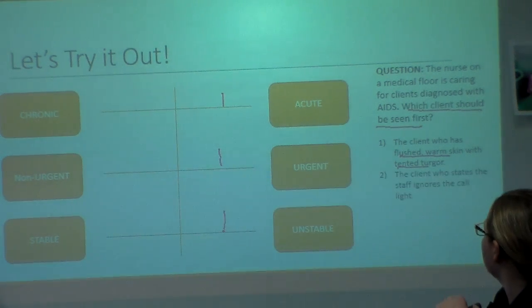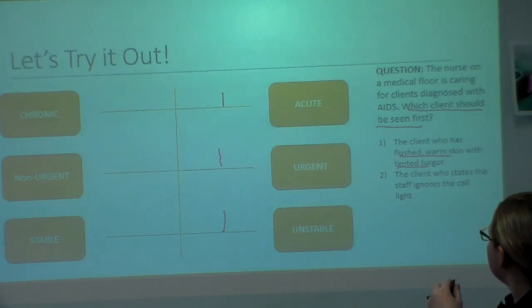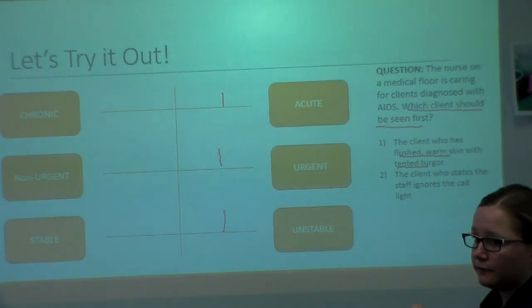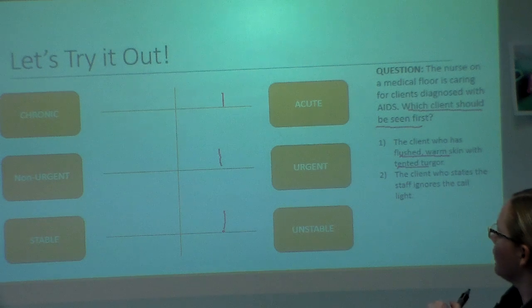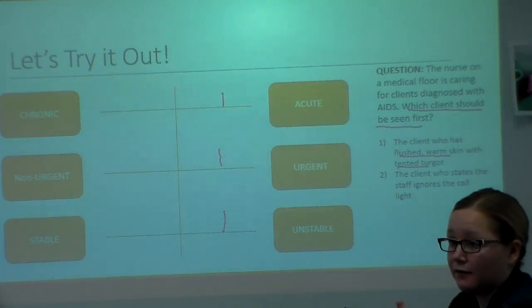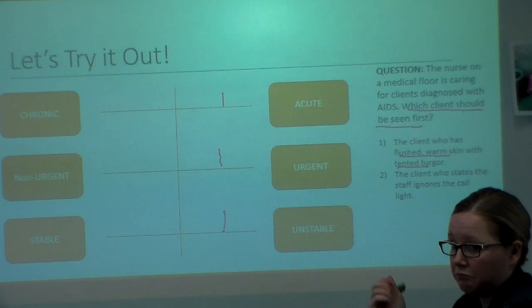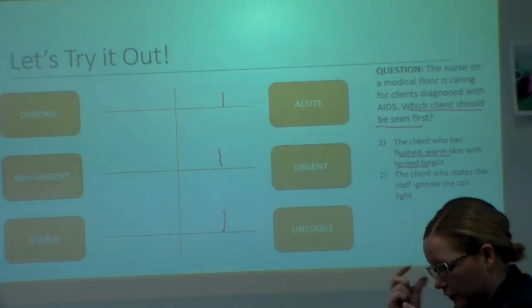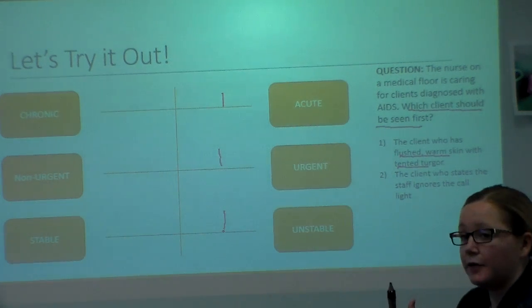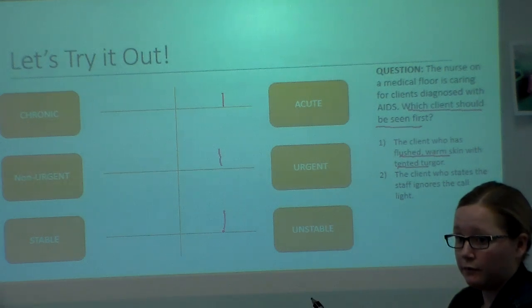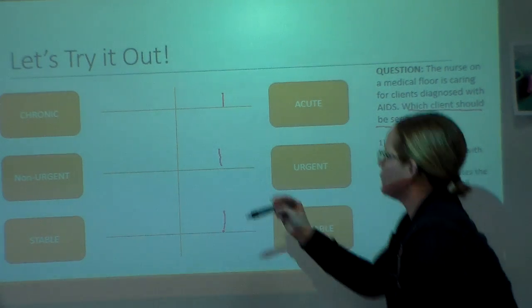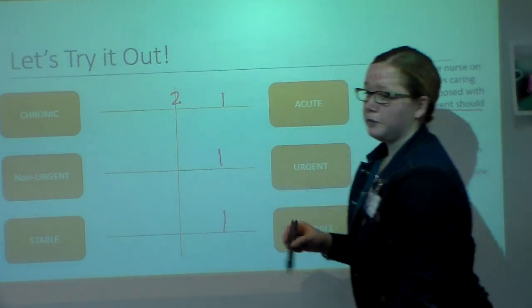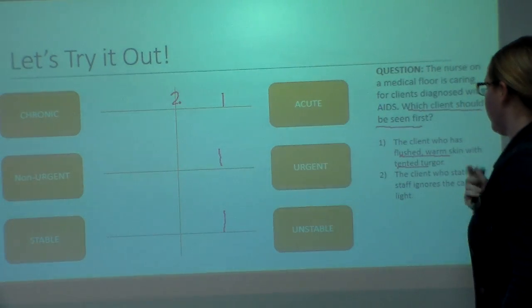So let's see what the next one is. The client who states the staff ignores the call light. Is that a chronic or acute thing? We don't really know because it doesn't give us any more information than that they're ignoring the call light. So to me, when I read something like that, I am going to say, I don't know, maybe yes, maybe no. So I'm just going to place number 2 closer to the middle because it doesn't tell me right off the bat.